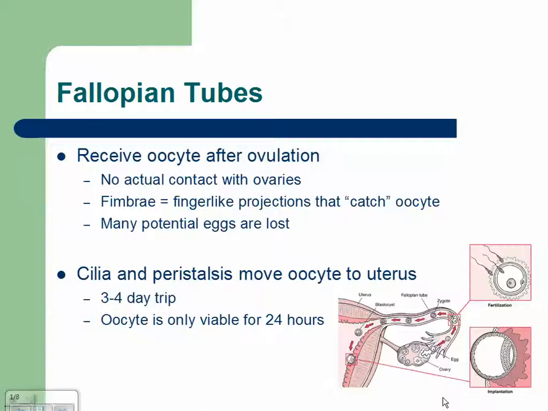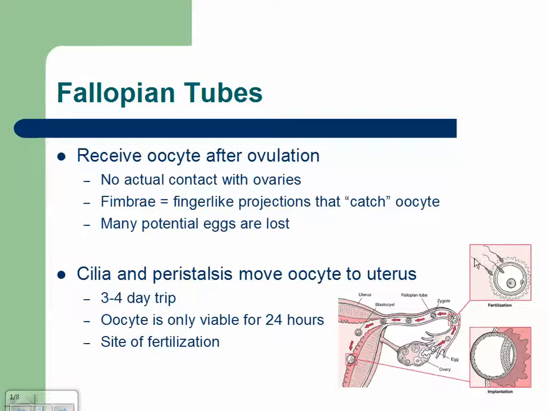But here's an interesting thing. That egg is only viable for 24 hours after it's been ovulated. So here it gets ovulated. It's only got 24 hours, the first day of that 3 to 4 day trip, where it's viable, where it can continue to live. Okay, so as a result, the fallopian tube is actually where fertilization occurs. Where the sperm actually meets the egg is not in the uterus, it's in the fallopian tube.